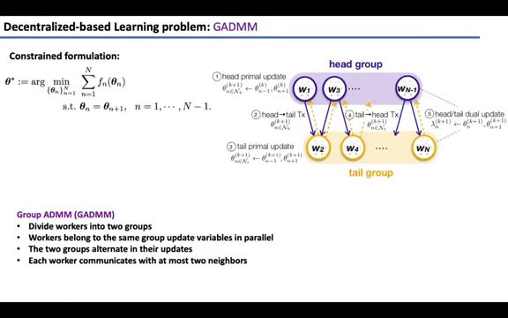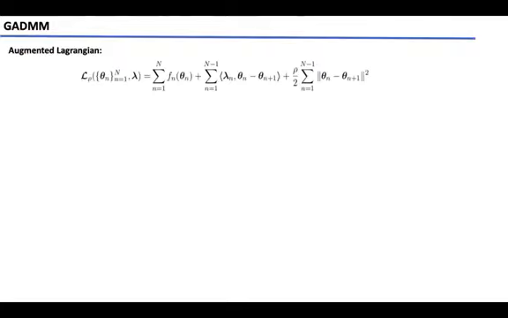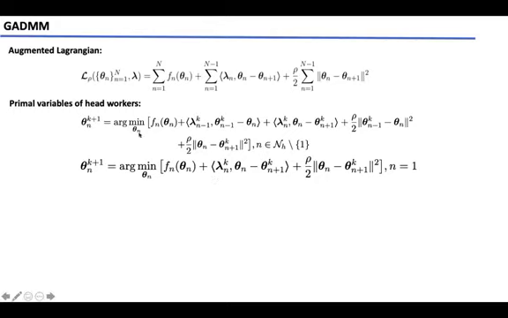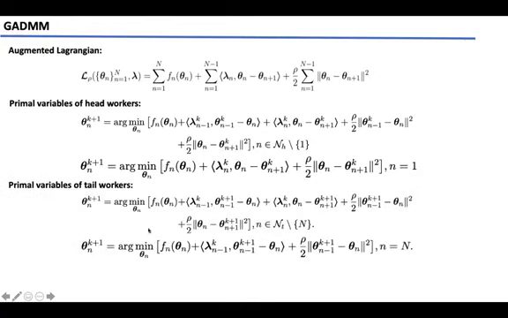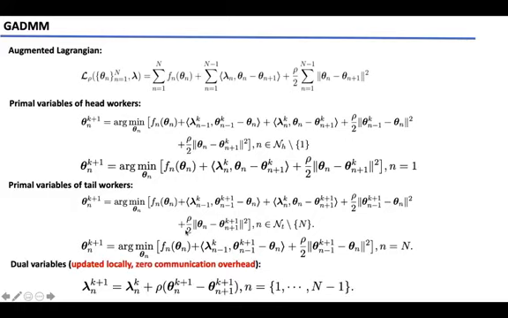After the primal variables, or the models of the workers, are updated, the dual variables are updated, and each worker can update the dual variables locally without any need for extra communication. Here are the mathematical steps. This is the augmented Lagrangian. As I just mentioned, the primal variables of the head group are updated first at iteration k plus 1, and then after that, the tail workers update their models. After the primal variables are updated, the dual variables are updated locally at every worker.